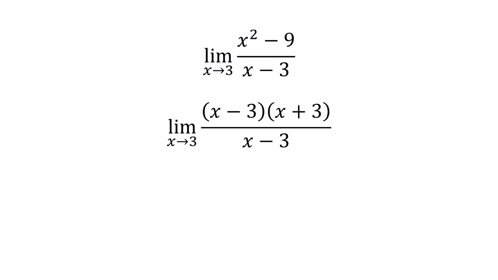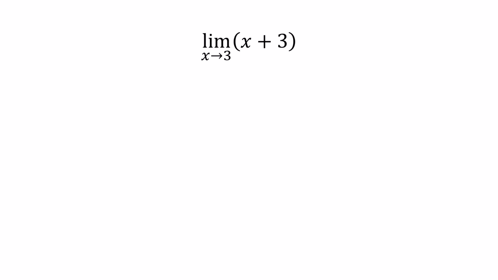Simplifying gives the limit as x approaches 3 of x plus 3. Using the sum rule gives the limit as x approaches 3 of x plus the limit as x approaches 3 of 3.